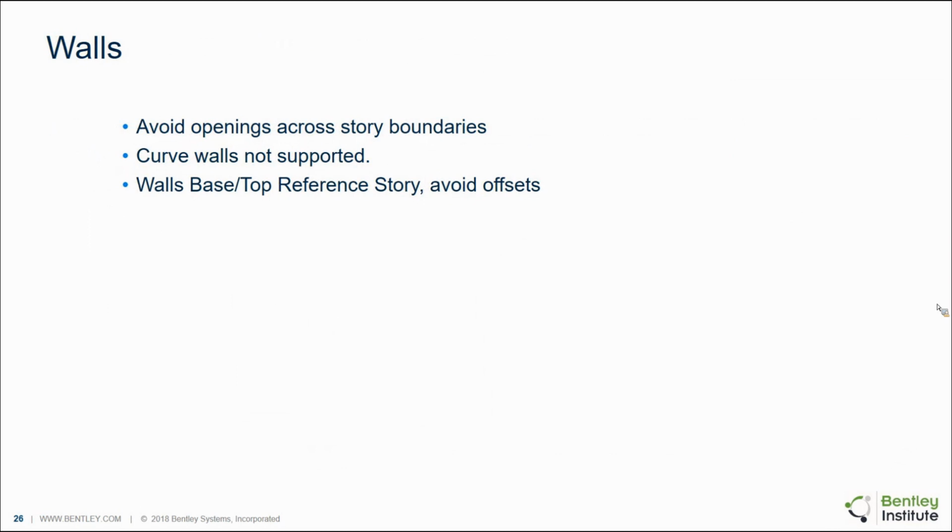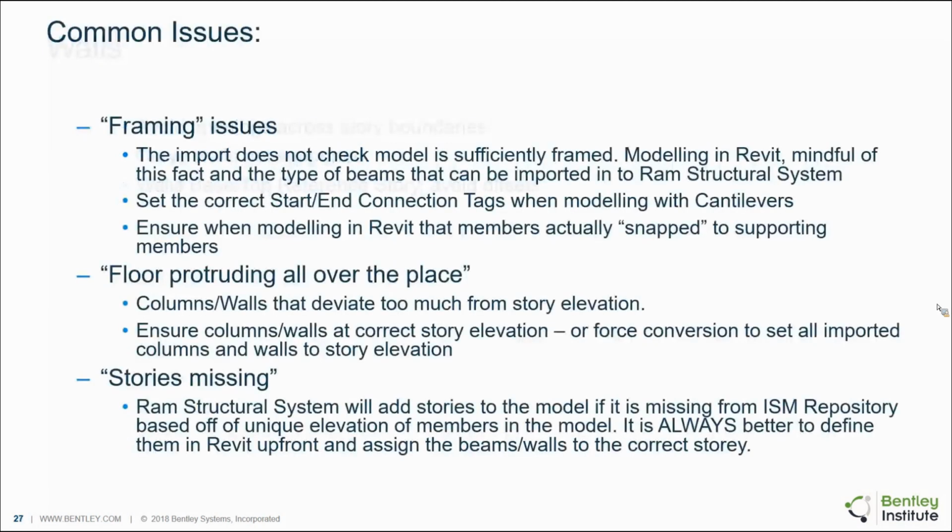For walls, there's really only 3 points to get across. You want to avoid openings across story boundaries, even though the link does handle that for you. If it's within your control, it's best to split up openings if you have them crossing story boundaries. And curved walls are not supported because that type of structural entity just does not exist in RAM structural system. And as mentioned before, you want your walls' base and top reference story set, and you want to avoid offsets.